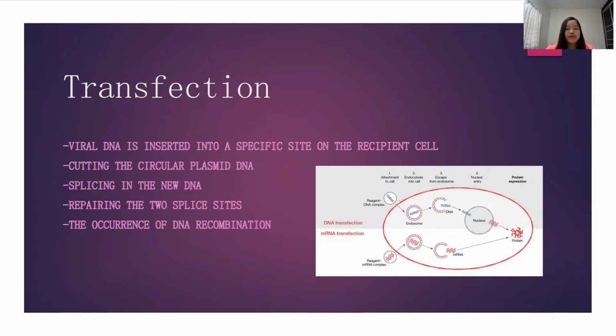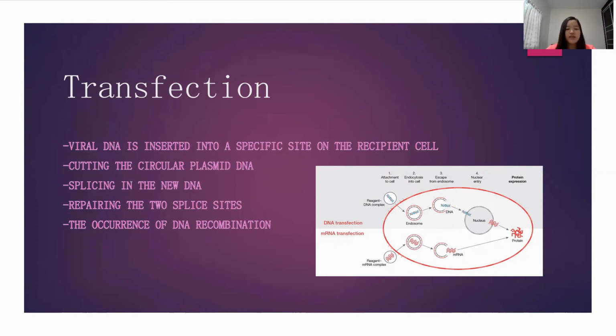Now I'm going to present the transfection. The transfection, which is the third step of virus replication. During this step, the viral DNA is inserted into a specific site on the recipient cell by integrase.